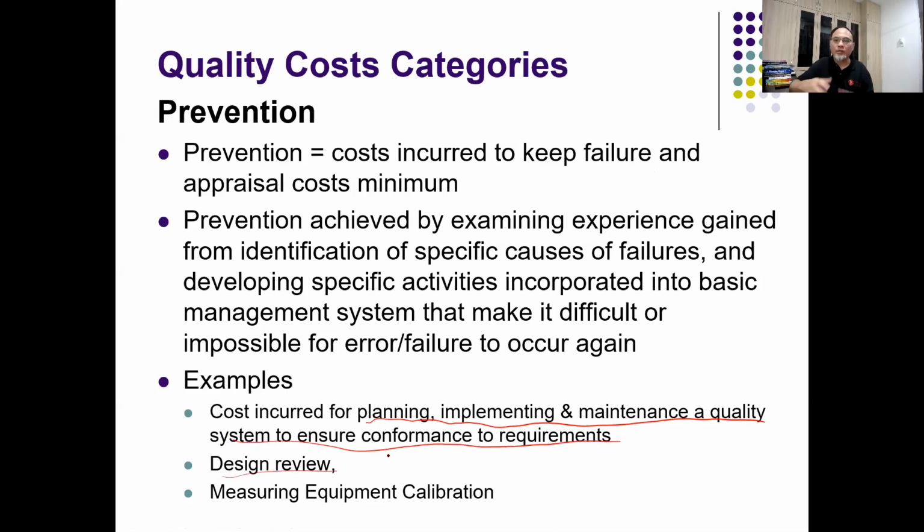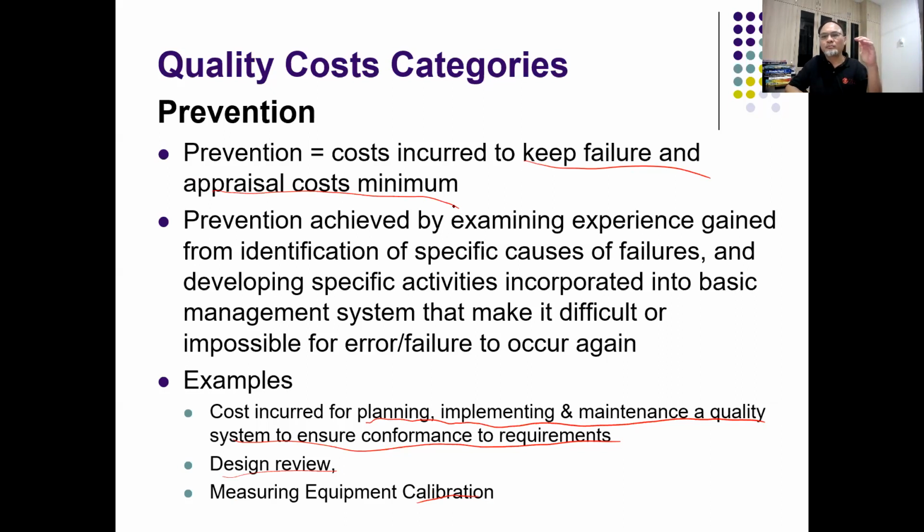You do design review during product development. It is prevention. Okay, you do reliability testing during design, hot cold cycles. You do rubber tensile strength. You do ozone testing, okay, to see whether ozone attacks the rubber, how long it lasts, right? So these are prevention, measuring equipment, calibration. These are investments, the cost that you need to keep failure and appraisal cost minimum.